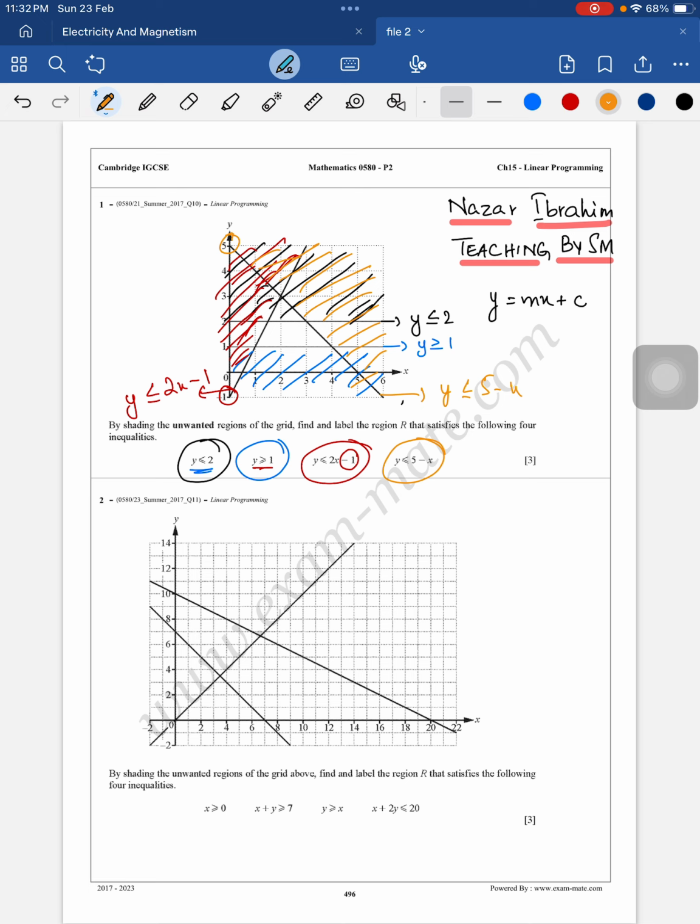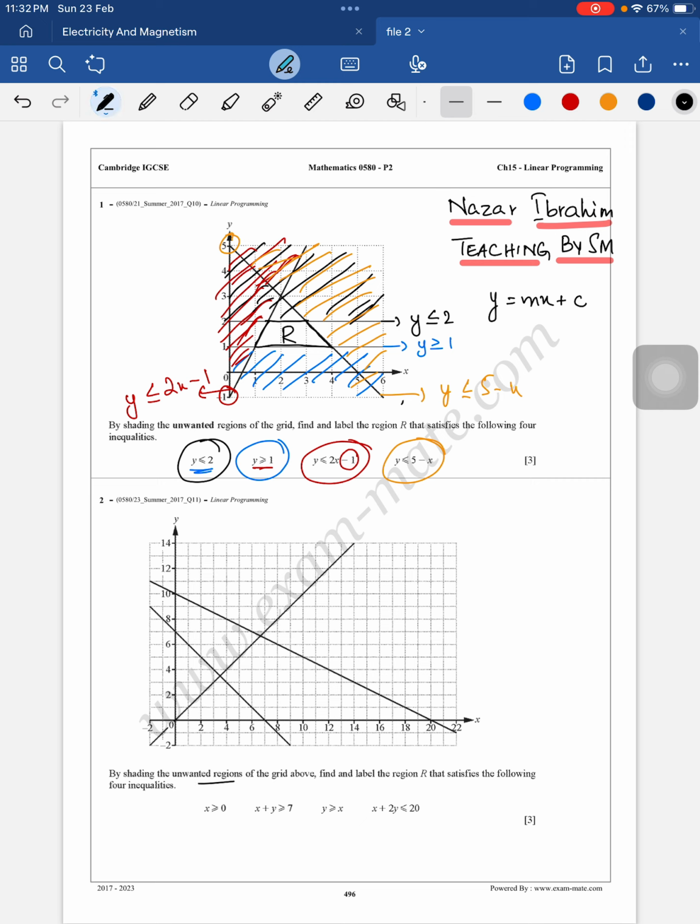So the region which is still safe and not shaded by any of the inequalities is this part. So this is basically the unshaded region, which is the region satisfying all four inequalities. Clear? Okay, question number 2.